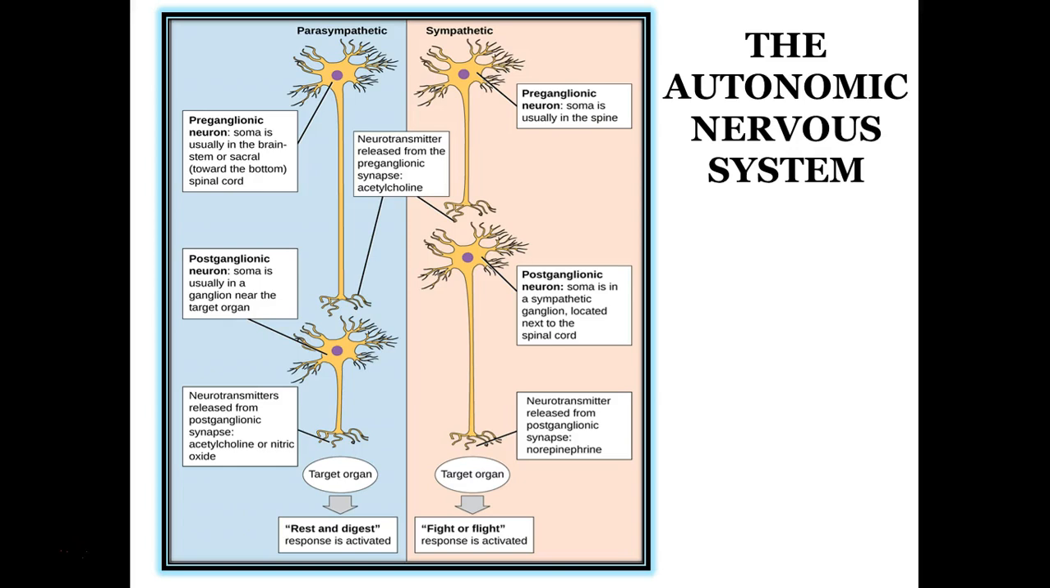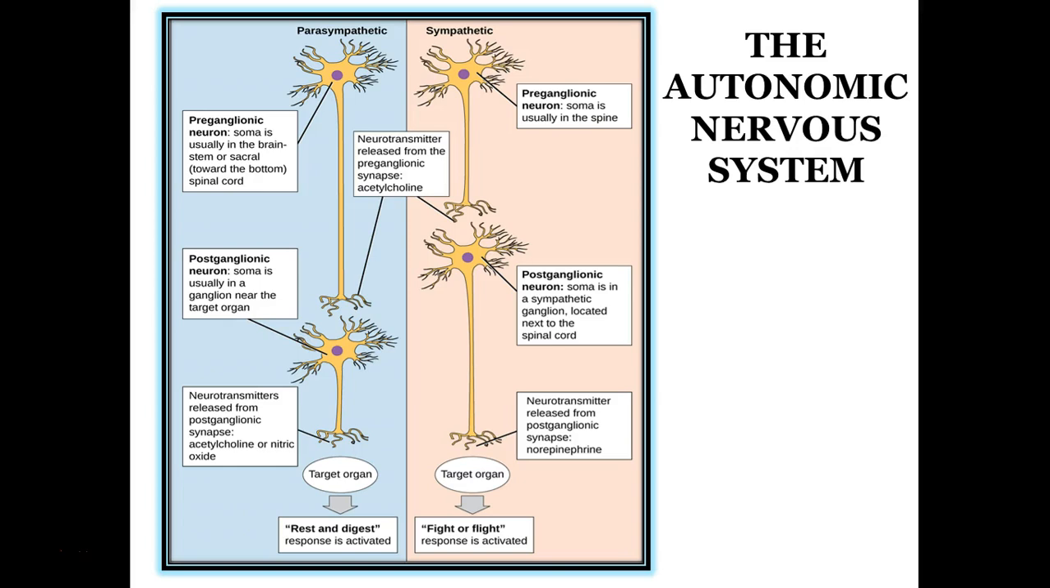Postganglionic neuron. I'm talking about the parasympathetic side right now. Then the postganglionic neuron's soma is usually in a ganglion near the target organ, and the neurotransmitter released from the postganglionic synapse is acetylcholine or nitric oxide. So that was pre, and the next one is post. Then information in the form of neurotransmitter finally reaches the target organ and the rest and digest response is activated.